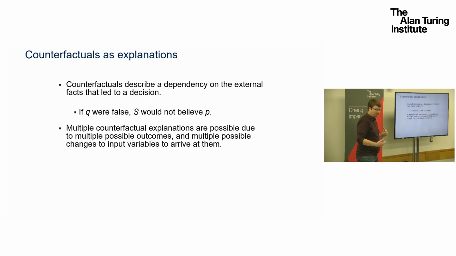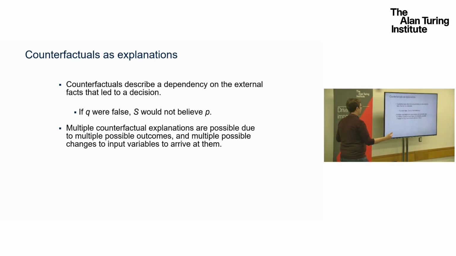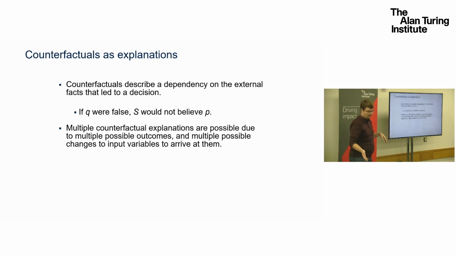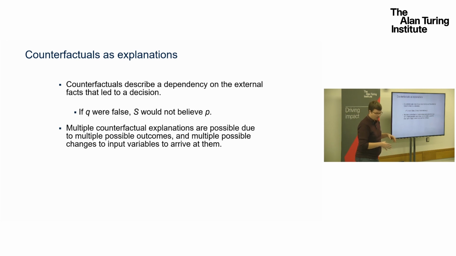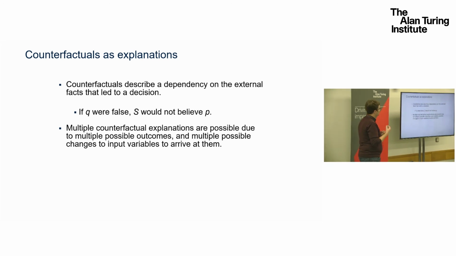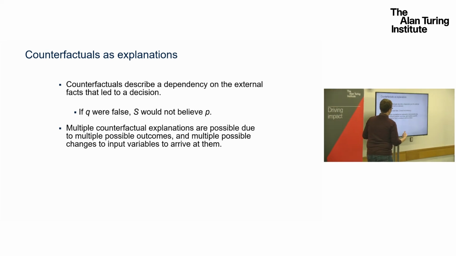And so the idea with a counterfactual is basically that you're describing a dependency on certain features or external facts that led to a decision. So the basic form of a counterfactual would be, if Q were false, S would not believe P. So in this case, Q serves as an explanation of S's belief in P, in as much as S only holds belief P while Q is true, and that changing Q would also cause S's belief to change. And so there are multiple counterfactual explanations possible because there are multiple combinations of features that can alter the outcome or alter the recommendation made by a system.